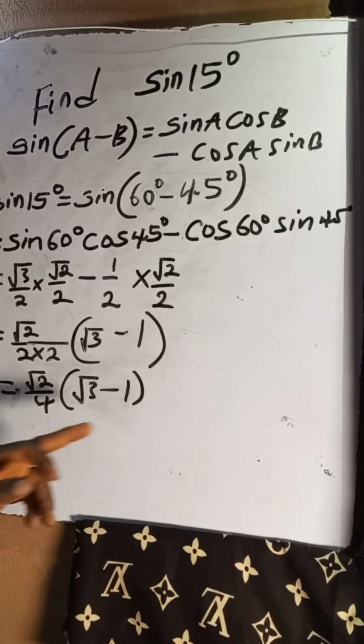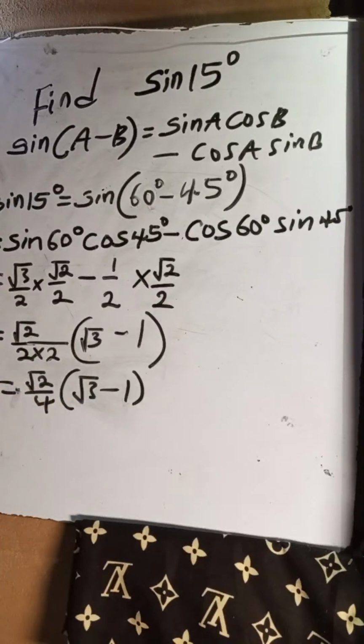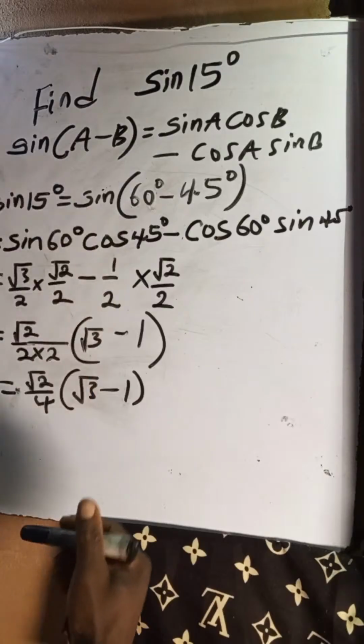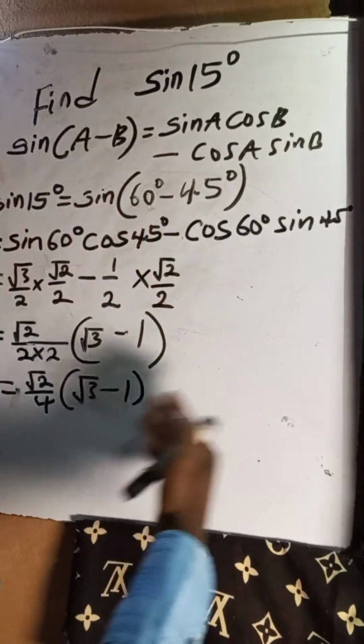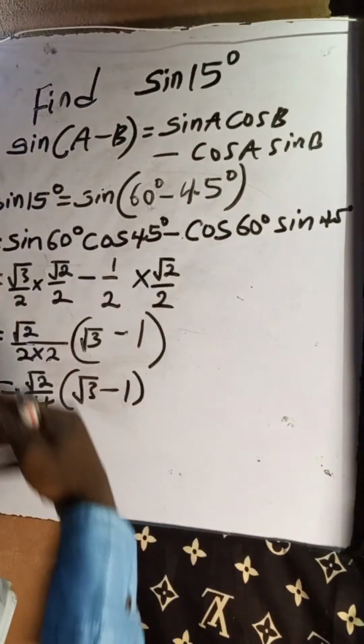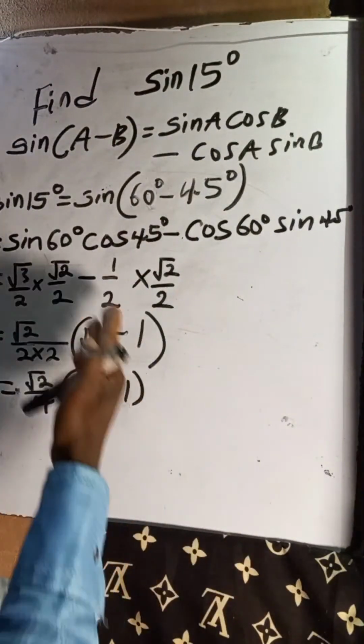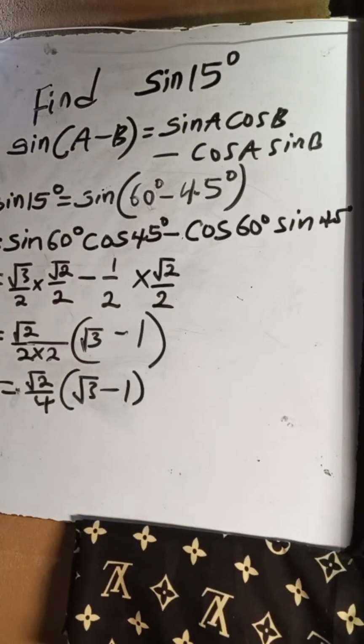So I do hope it is well understood. Please don't forget that this is AZ Science TV, and this is Surds. We are now in compound angles under trigonometry, using radicals to solve it, because in post-UTME you may not be allowed to use a scientific calculator.